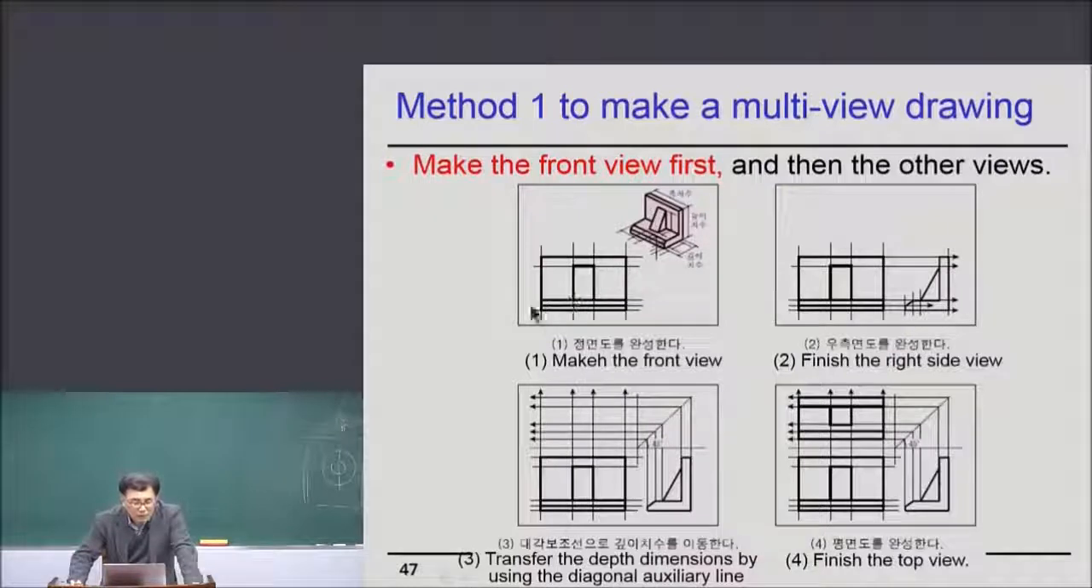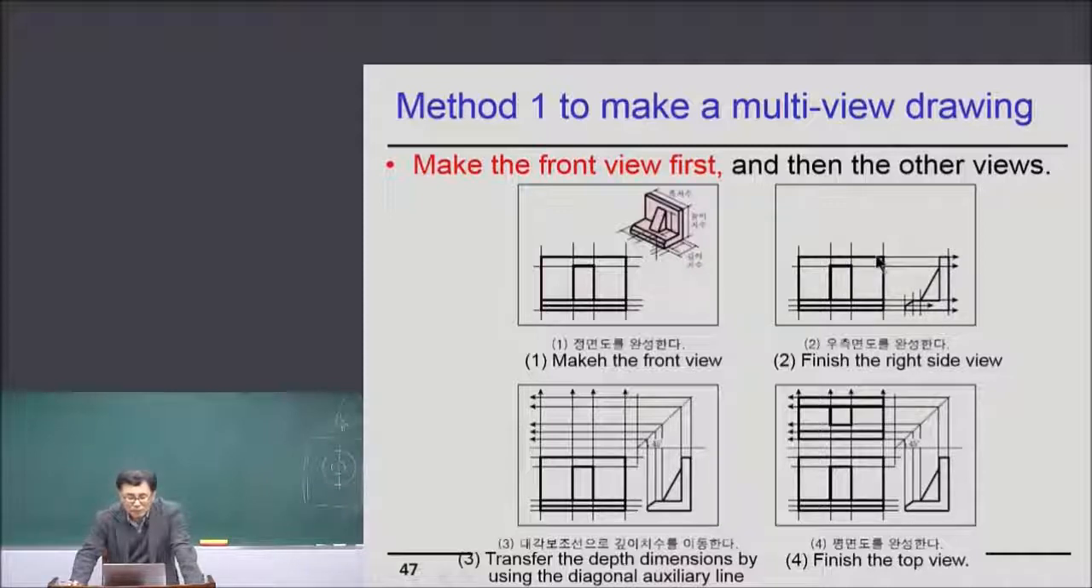And then the height information, you can get it from the 3D object's dimension information. Using the ruler with the units, you find the point, okay? Then make parallel lines using the two triangle rulers, okay? And then there are some cross points of the vertical line and horizontal line. Using those points, you can finish the front view.